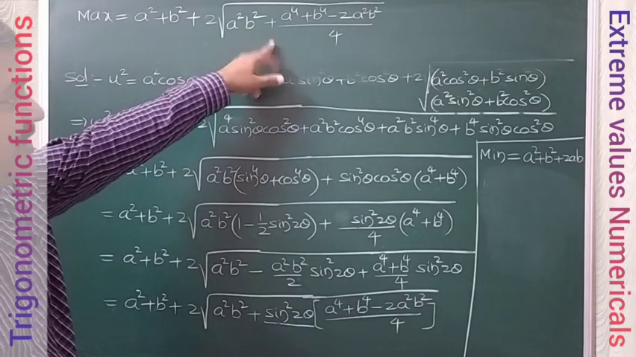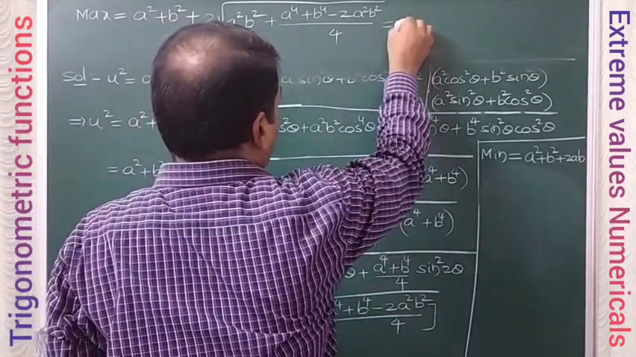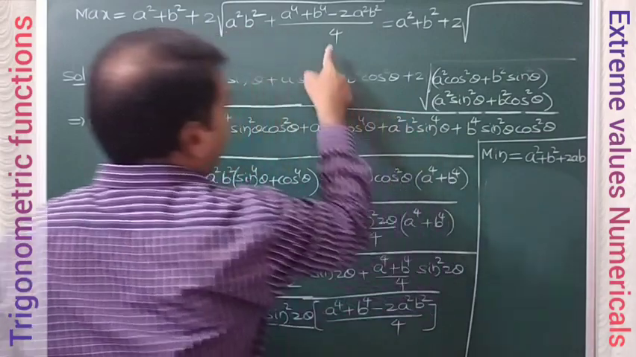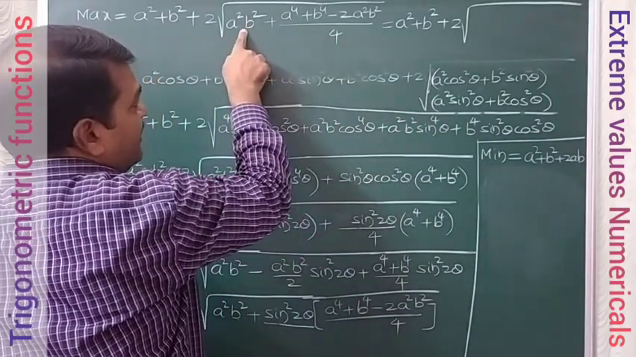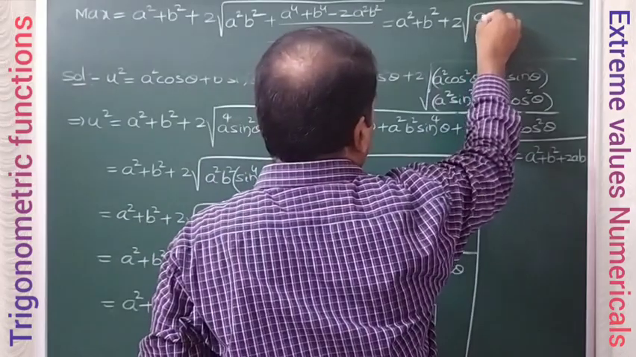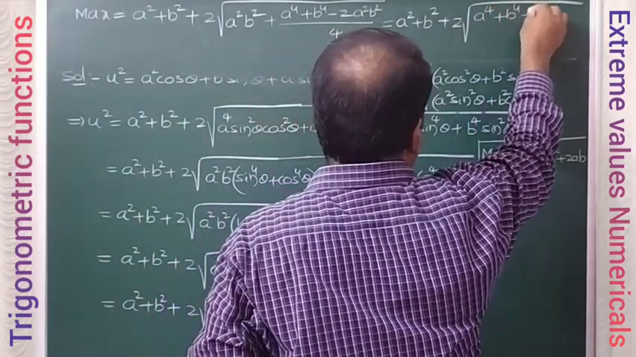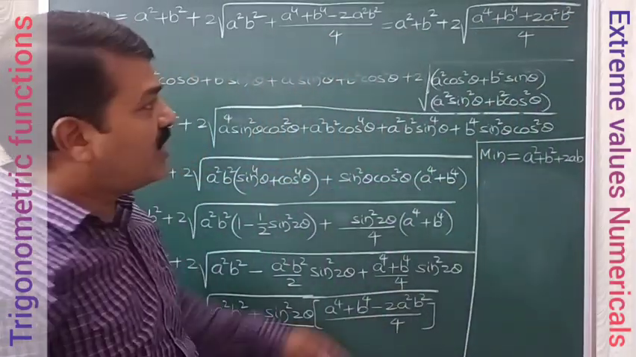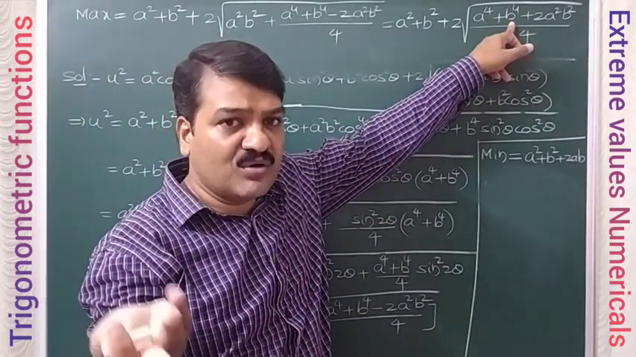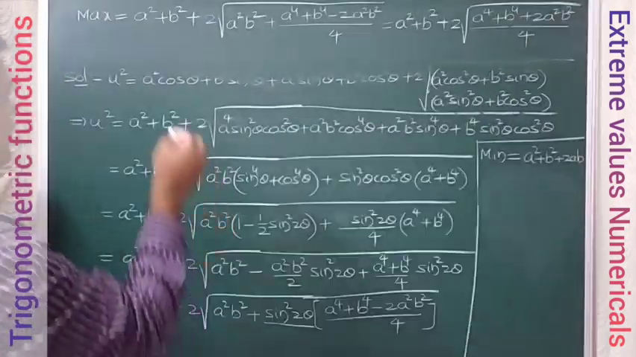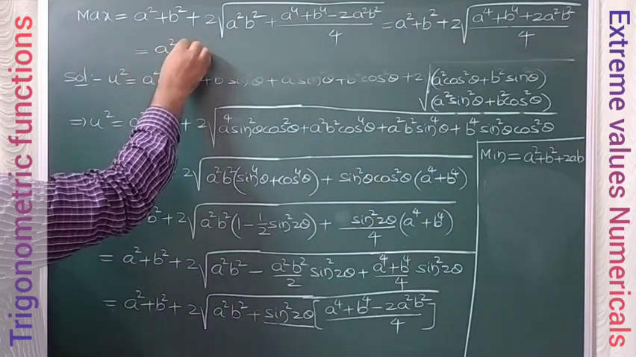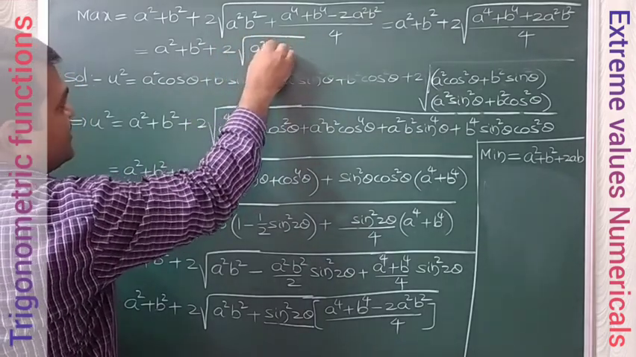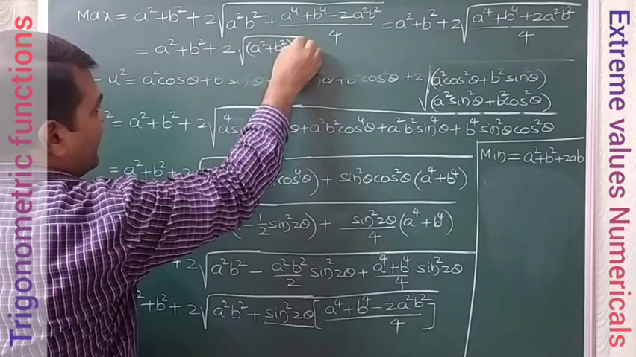So if you take LCM here, you are going to get a square plus b square plus 2 into under root, and if you take LCM, 4a square b square minus 2a square b square. That means a power 4 plus b power 4 plus 2a square b square by 4. Now what is this numerator? This is a square plus b square whole square in the numerator. So therefore we will get a square plus b square plus 2 into under root a square plus b square whole square by 4.